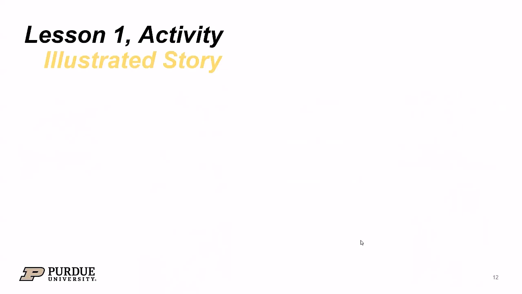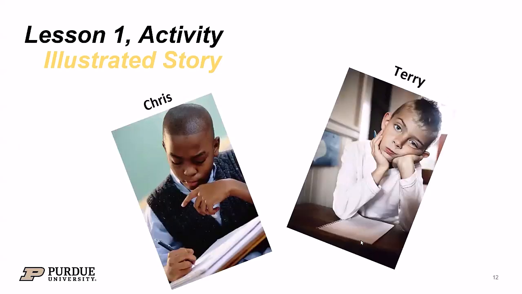And that's really the lesson that comes from that one. Then a second activity that we have is an illustrated story where we have Terry and Chris. And this is a story that you as an educator read to your students, and you first talk about Terry, about how he just hates school, he doesn't like to do his homework, he just wants to watch TV, and he just wants to get through it.